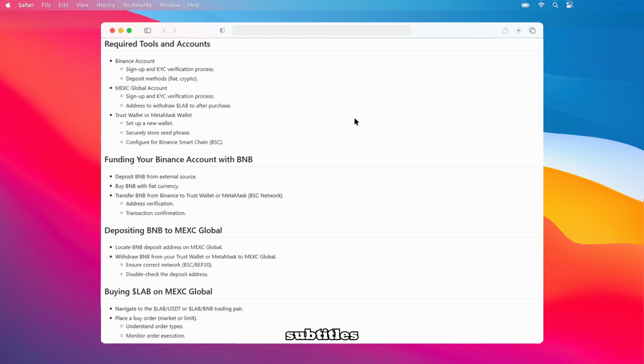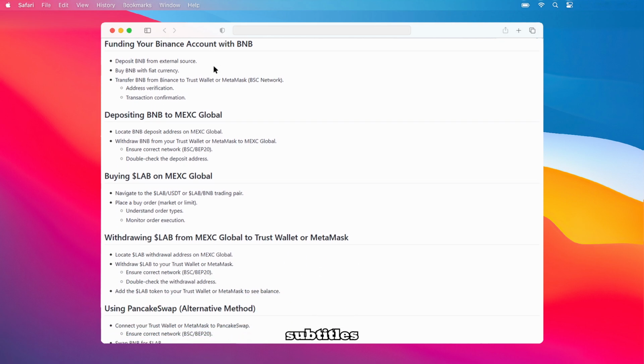Once you have BNB in your Binance account, the next step is to transfer it to a wallet that supports the Binance Smart Chain, such as Trust Wallet or MetaMask. Make sure you select the BSC network during the transfer process. Before sending, double-check and verify the recipient address to ensure accuracy. Finally, confirm the transaction on Binance to initiate the transfer of your BNB to your chosen wallet.